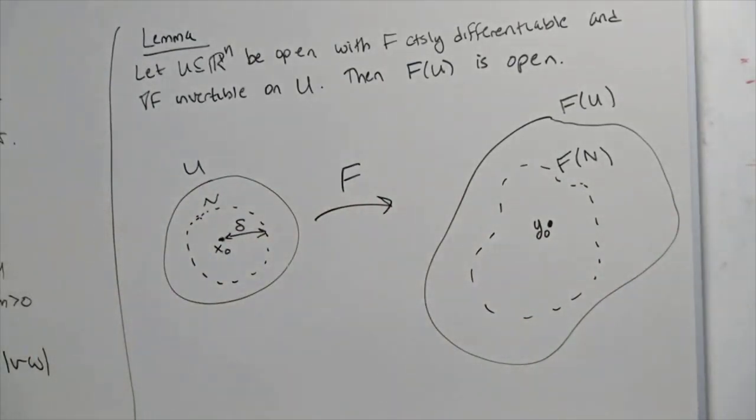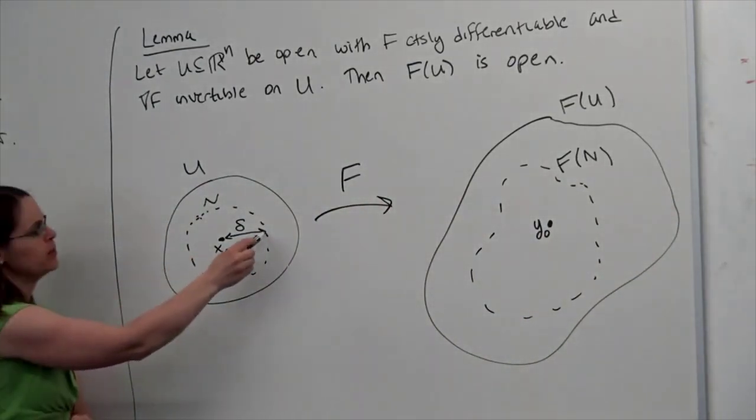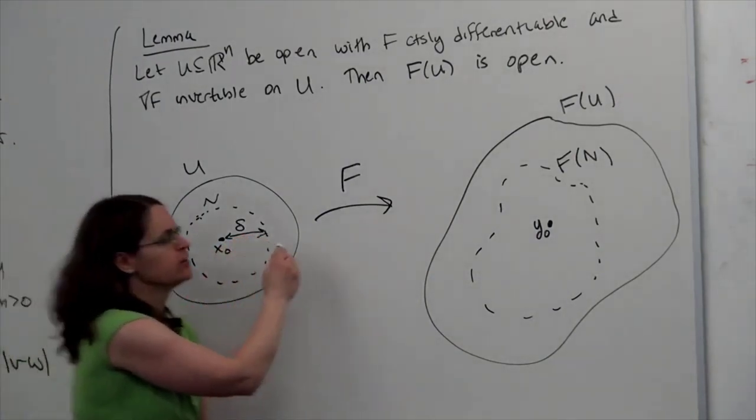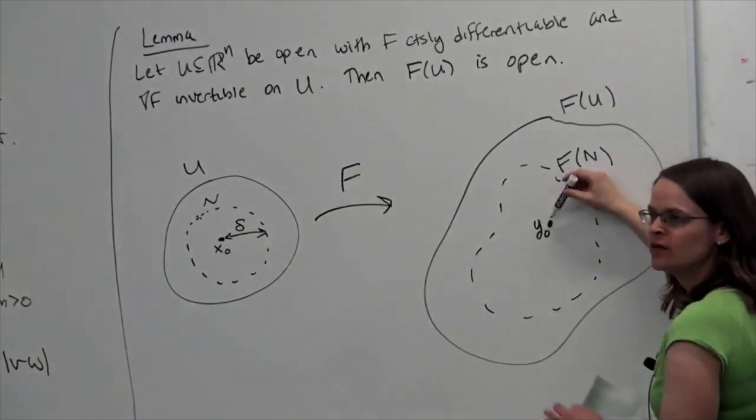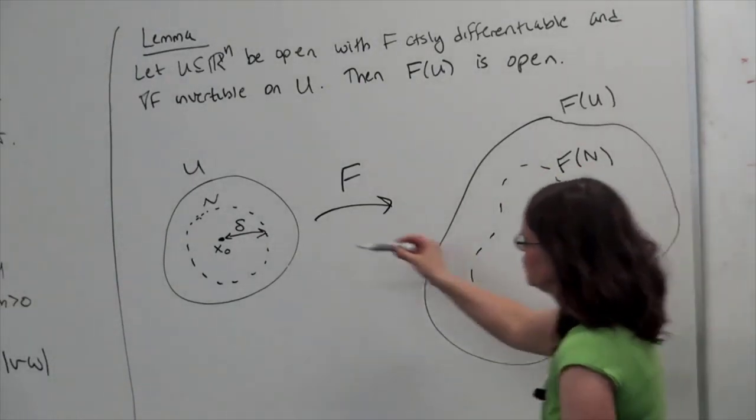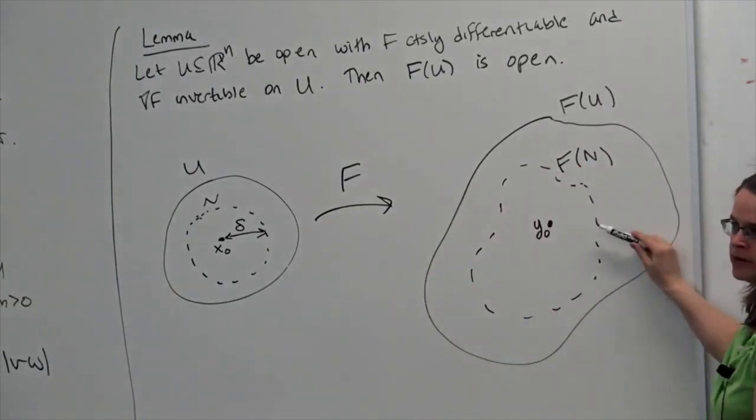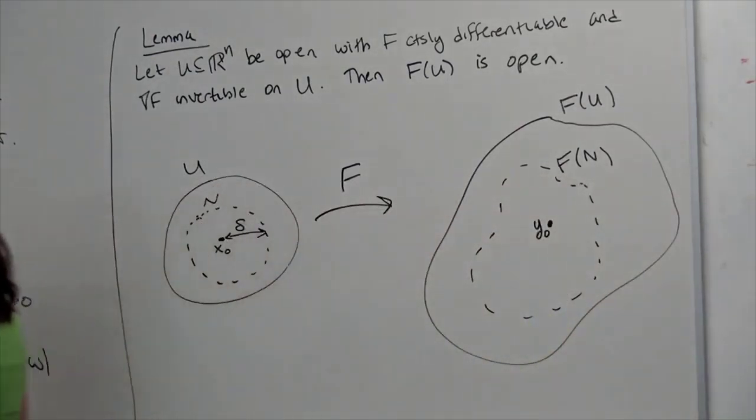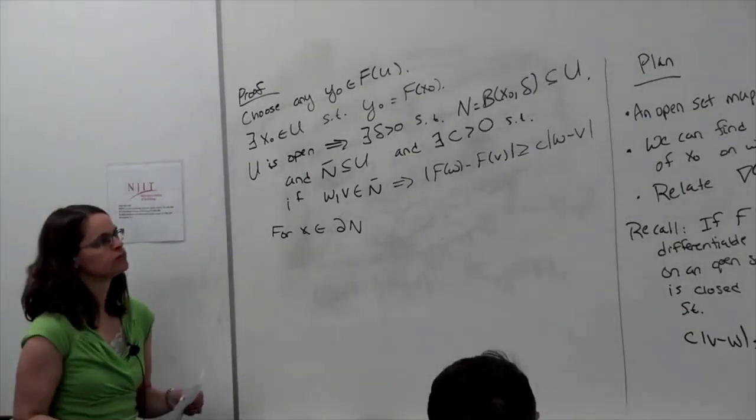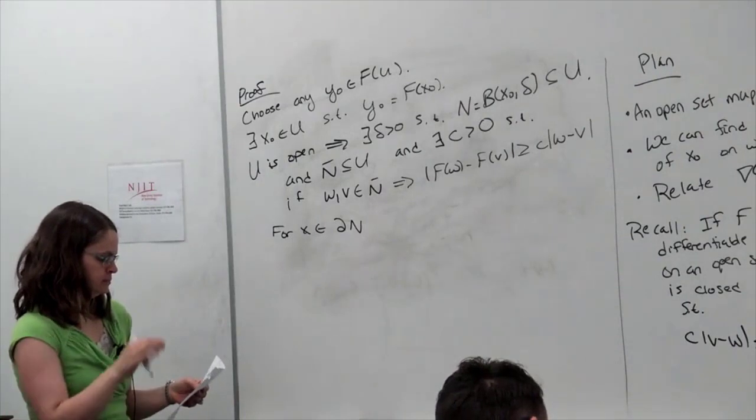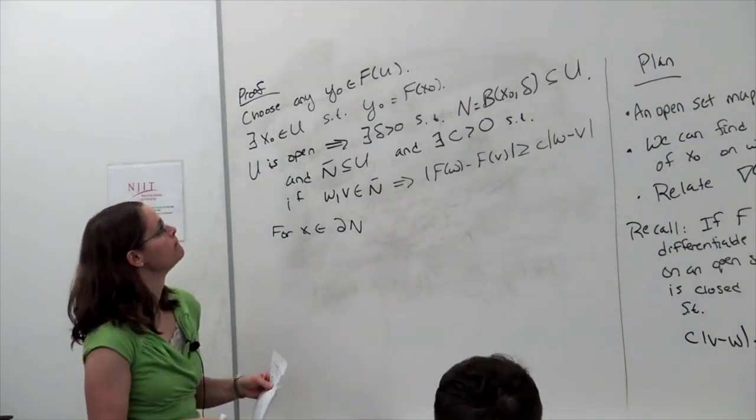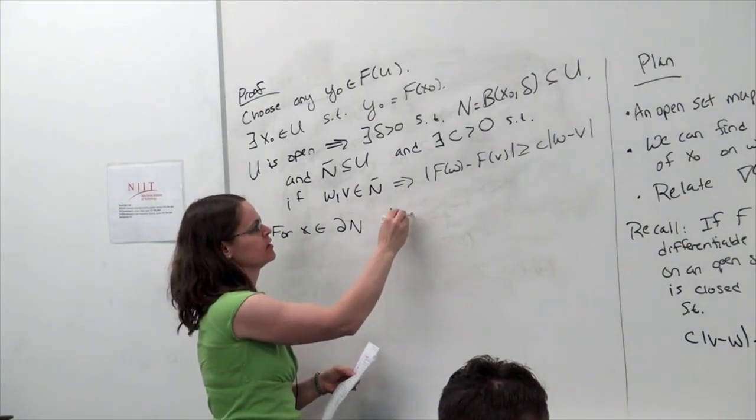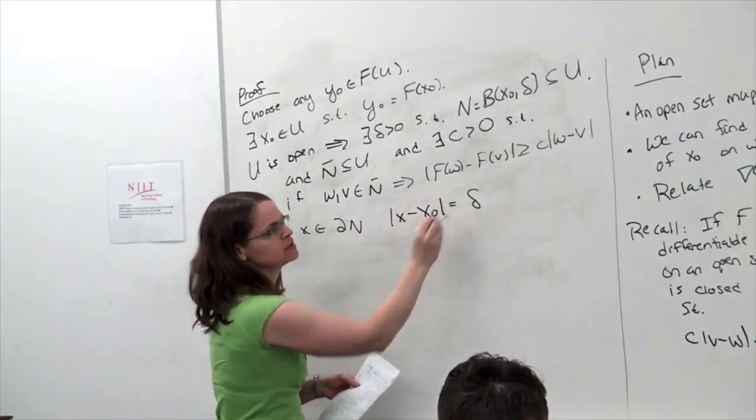Okay, so that's what I want to argue first, is that if I take points on the boundary here, they're not going to come and land right on top of y naught. They're going to try to kind of land far away from y naught. If I'm far away from x naught, we're going to try to land far away from y naught. Okay, so what do we know here? We know that if x is on the boundary of n, okay, so what does that mean? That means the norm of x minus x naught is equal to delta.